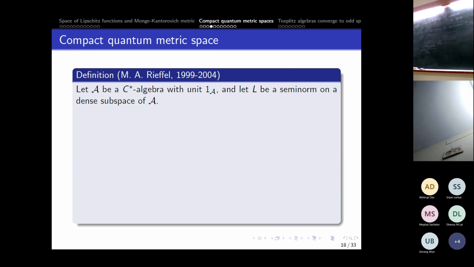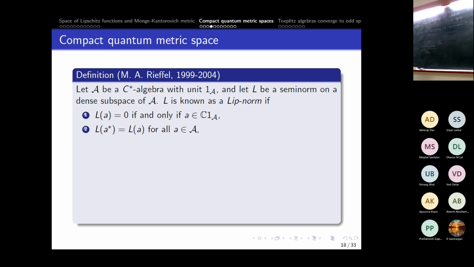Now let me come to the definition of a compact quantum metric space, which is motivated by our classical example. So instead of C(X), we'll start with a unital C star algebra. There will be a semi-norm defined on a dense subset of A. And it will be called a Lip norm if it satisfies three conditions. The first one is L of a will be 0 if and only if a is a scalar multiple of the unit. The second is L of a star should be L of a for all a in A.